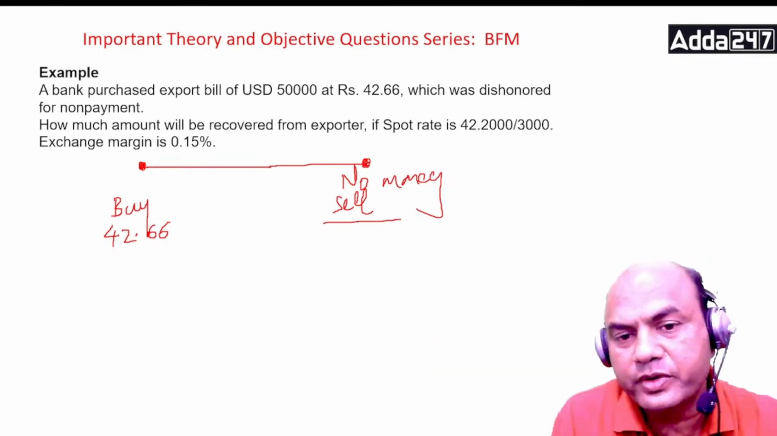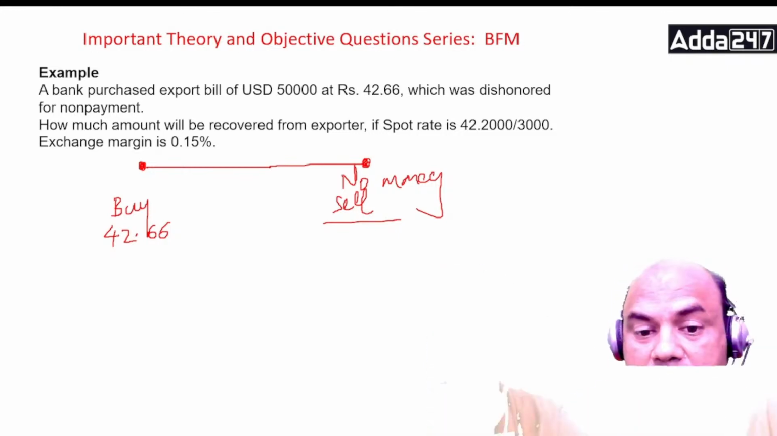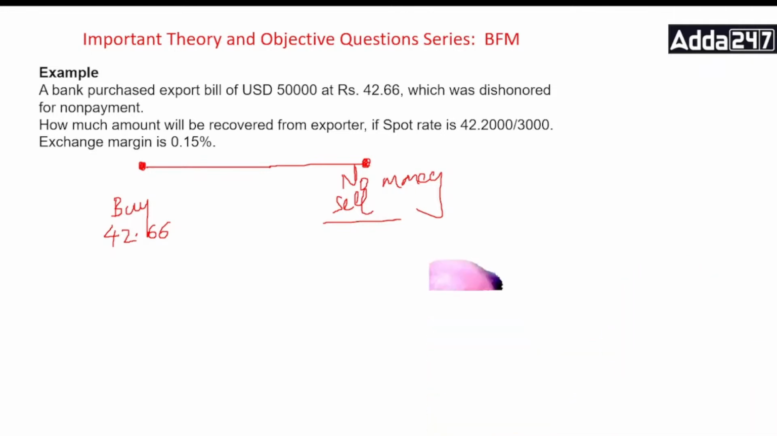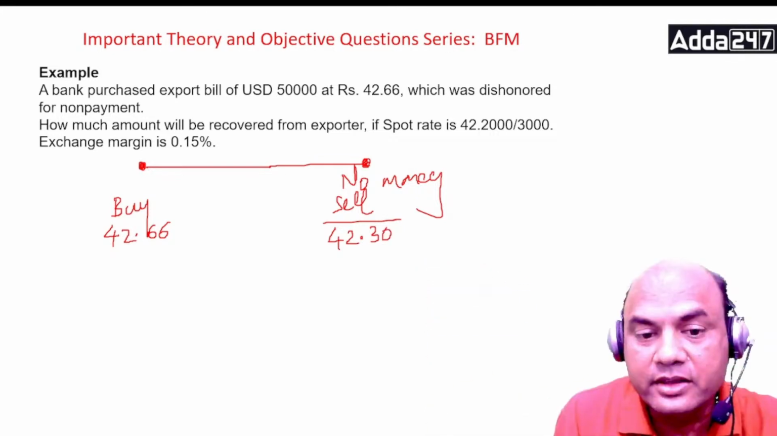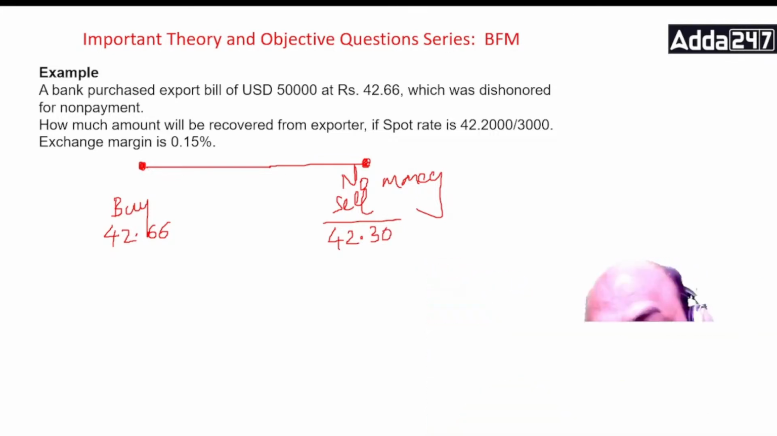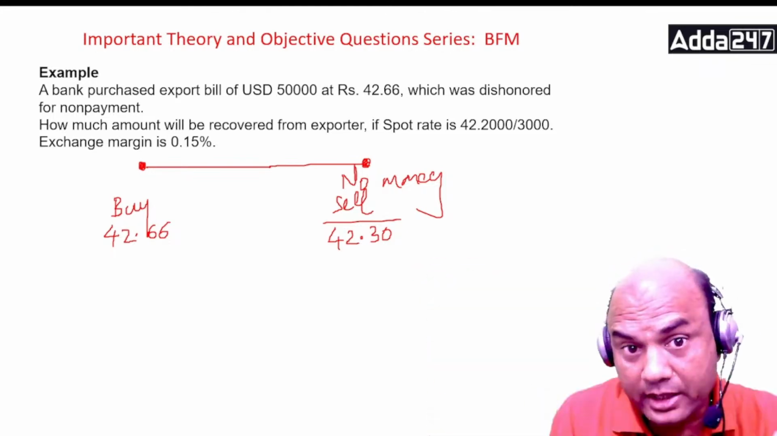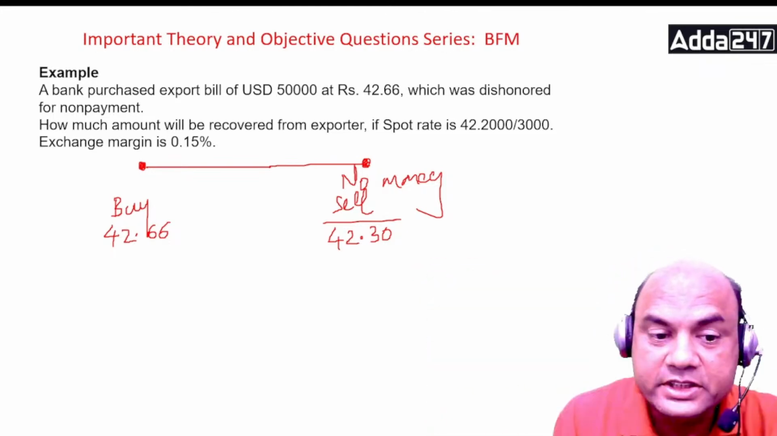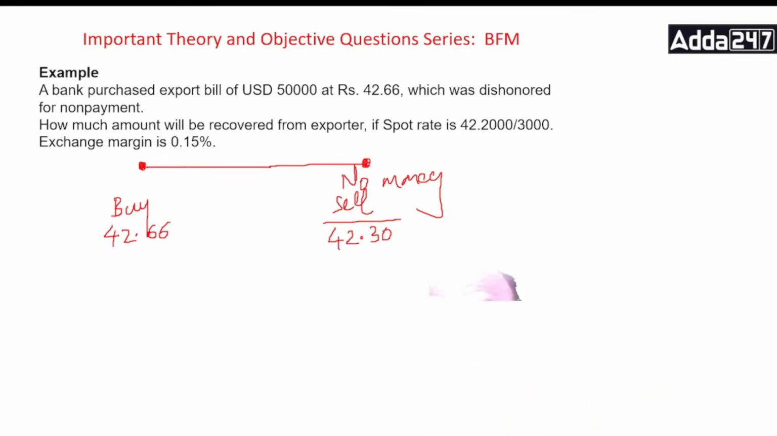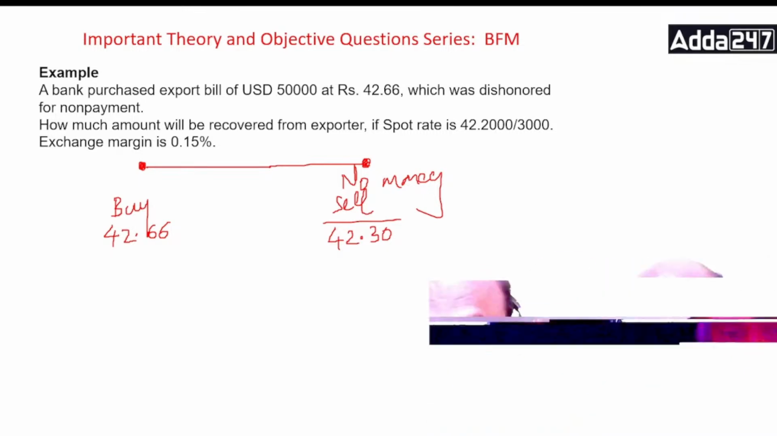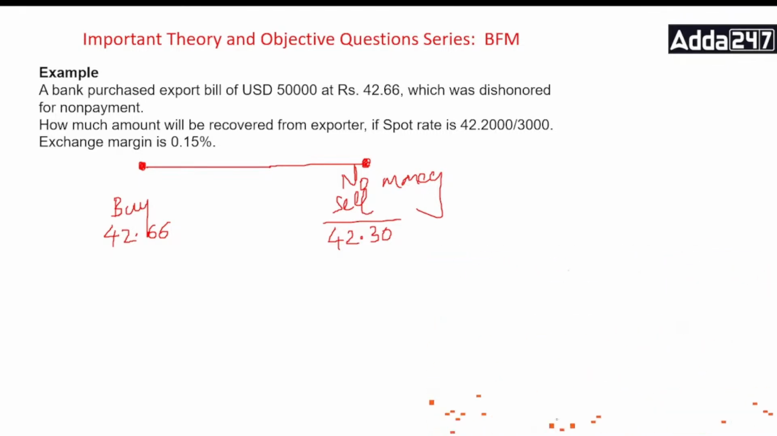Generally what we do in banking, what is today's rate then? 42.2030, so it is 42.30, right? Because it is a sell, you are using the sell side now. In practice, we take 42.66 or 42.30, whichever is higher, for the sale. The contracted rate or the present TT rate, whichever is higher, that we do. But in exam numericals, you can't do this. You have to use whatever is the spot rate.